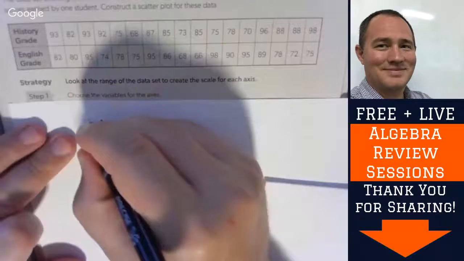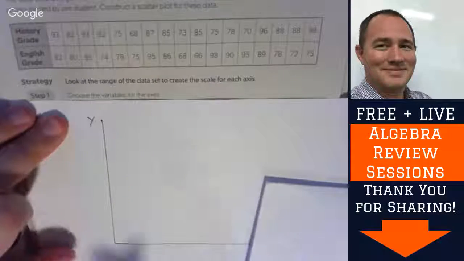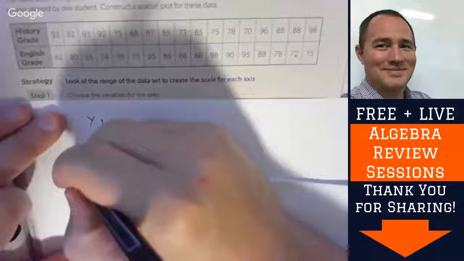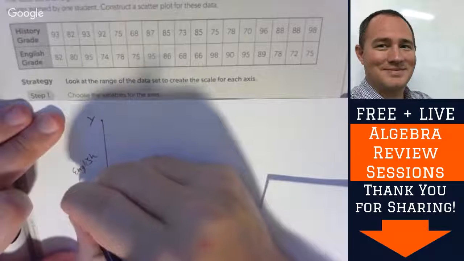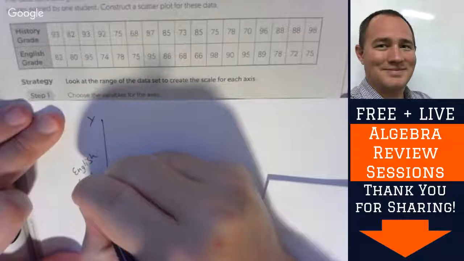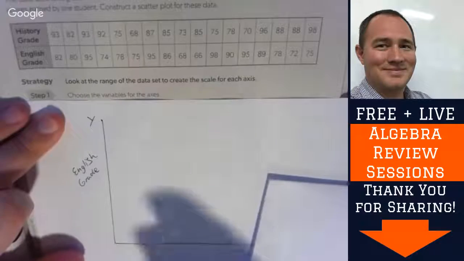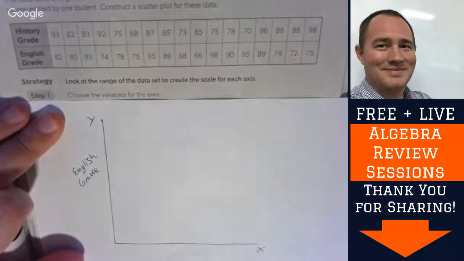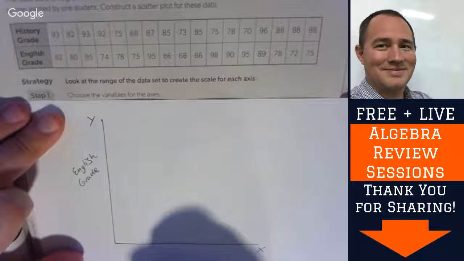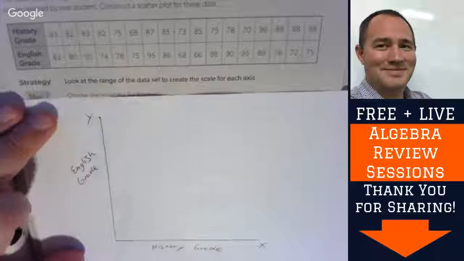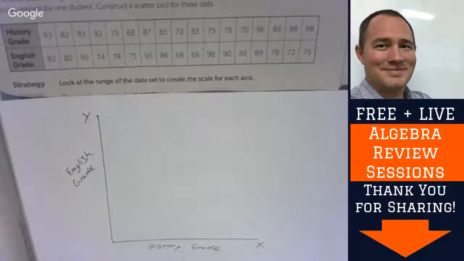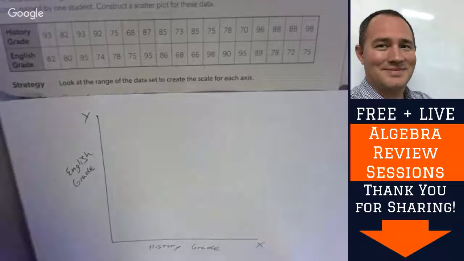So let's call Y the English grade, and the X-axis the history grade. Then we need to assign a scale.